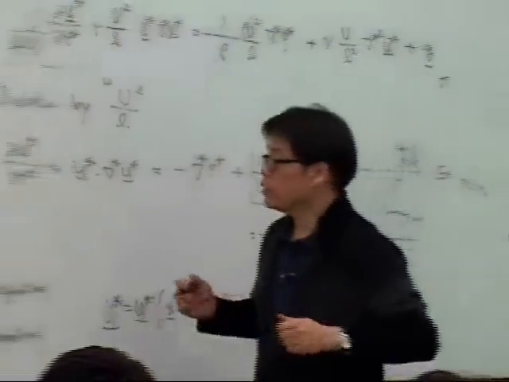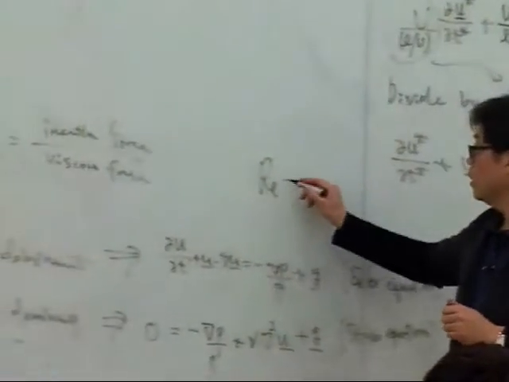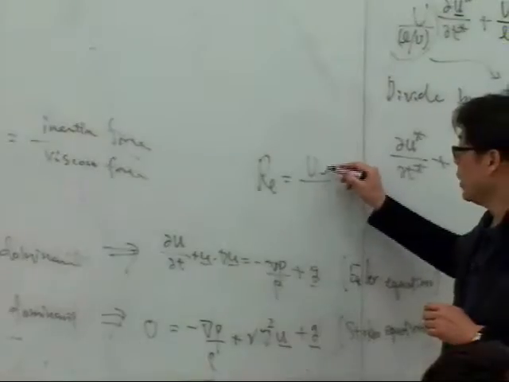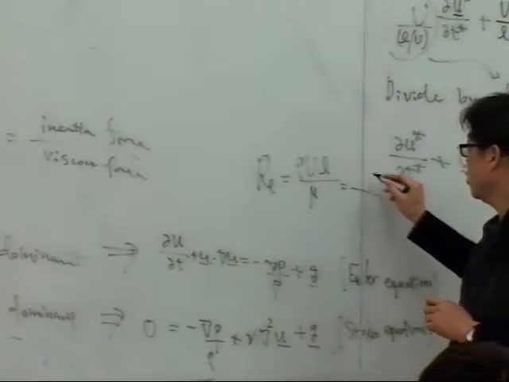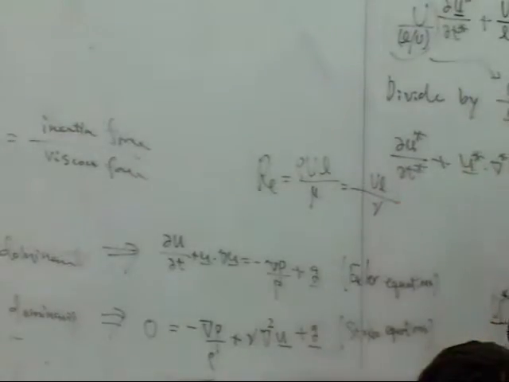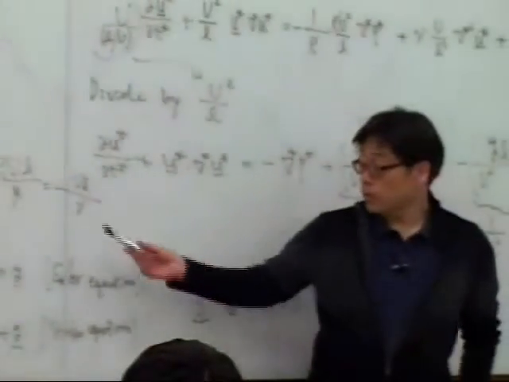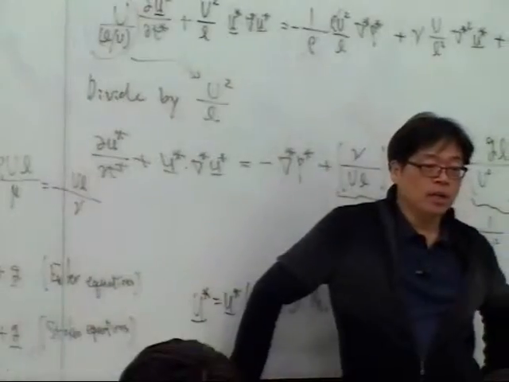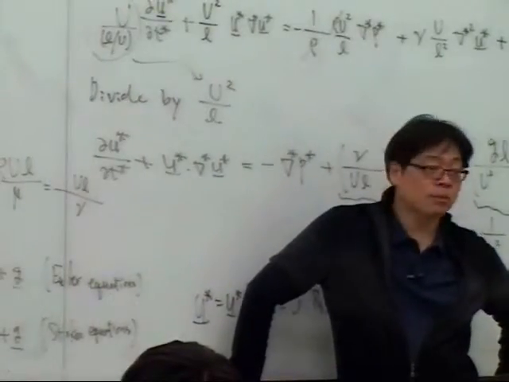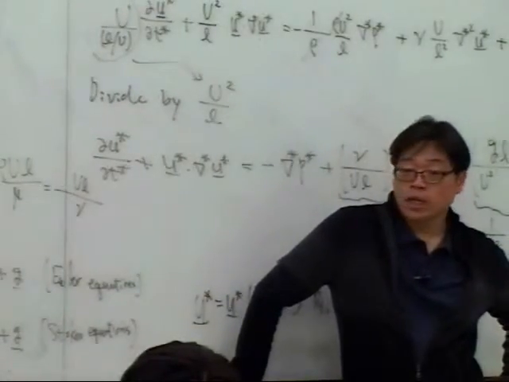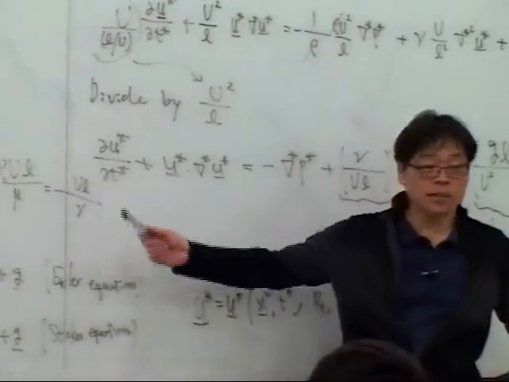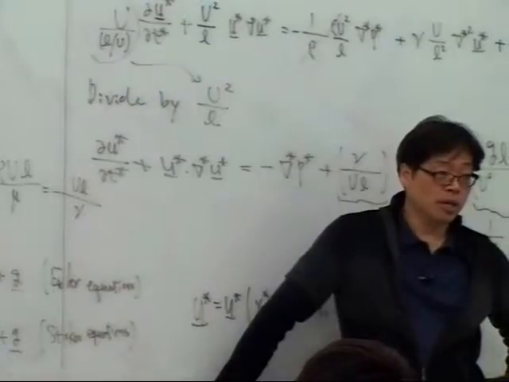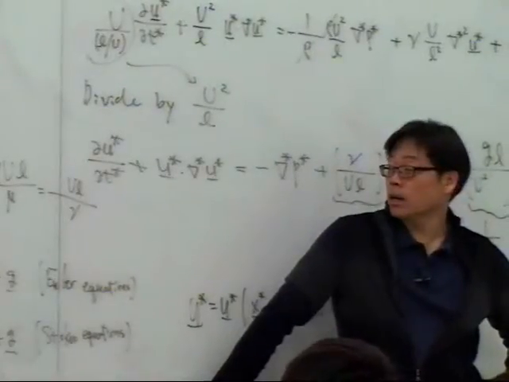And once again, the Reynolds number is defined as rho UL divided by mu, or UL divided by nu. Once again, nu is order of 10 to the minus 6. So if U is 1 meter per second and L is 1 meter, then it's 10 to the 6. It's pretty large.